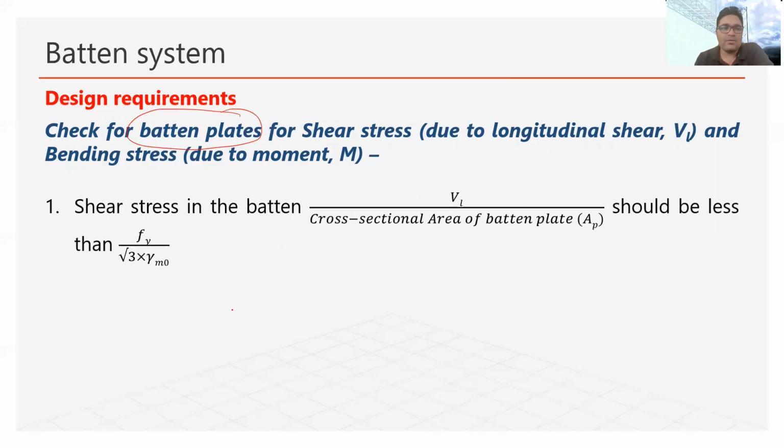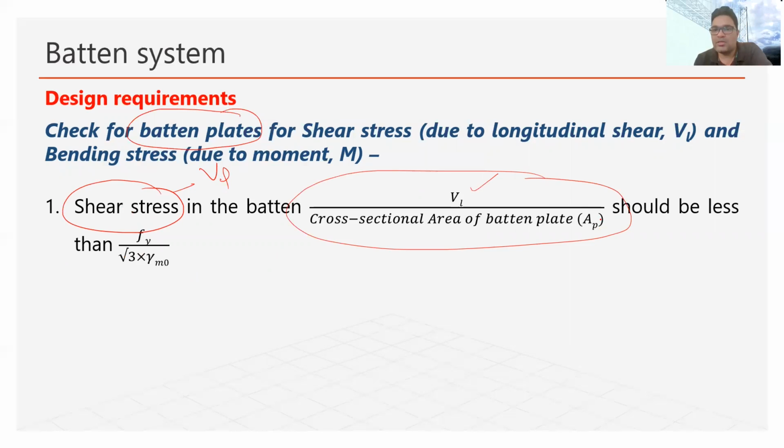So for shear stress, which is because of the VL value, we find out the shear stress with this formula, which is force upon area of cross section of the plate. Here the force is the longitudinal shear force, and we are calculating the shear stress. So from this we can find the shear stress, and this calculated shear stress should be less than this value. This is the permissible shear stress in the steel as per IS code.